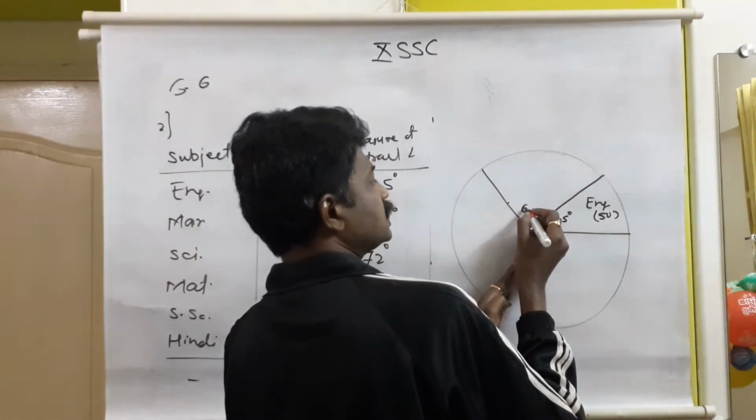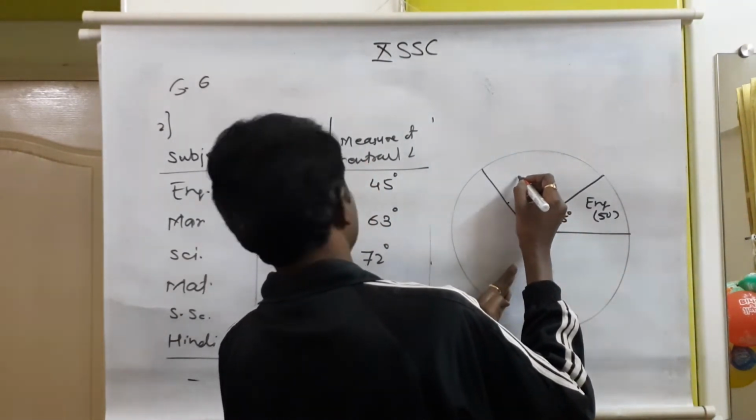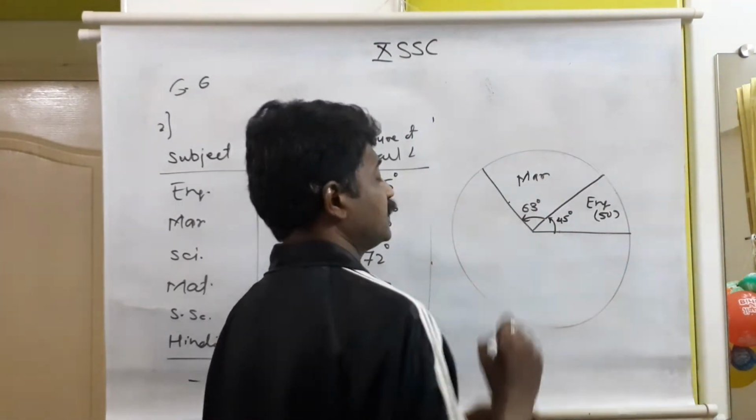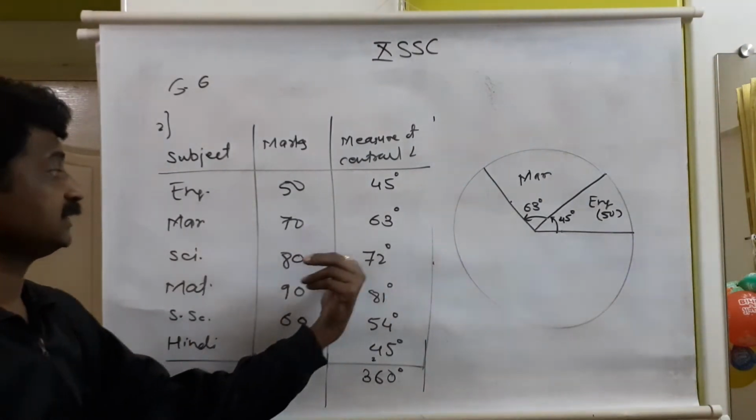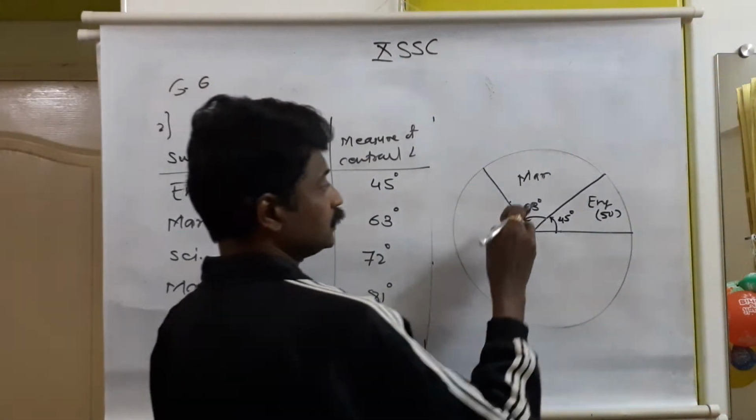It will show 63 degrees for the subject Marathi, that is our state language. Next subject is science. For science, 72 degrees. So this will be the baseline.